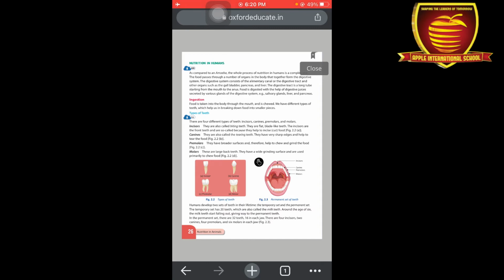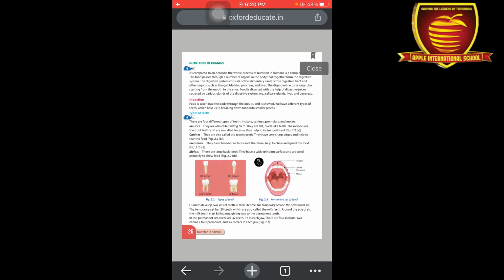So how many teeth are there in our mouth? There are 32 teeth in total. Any young or adult person has 32 teeth, and those teeth are divided into 4 types. Those 4 types are incisors, canines, premolars and molars. Firstly we talk about the incisors.